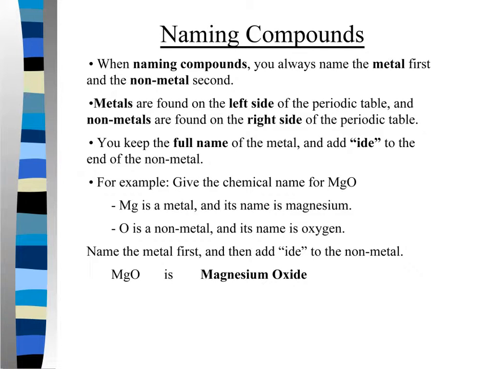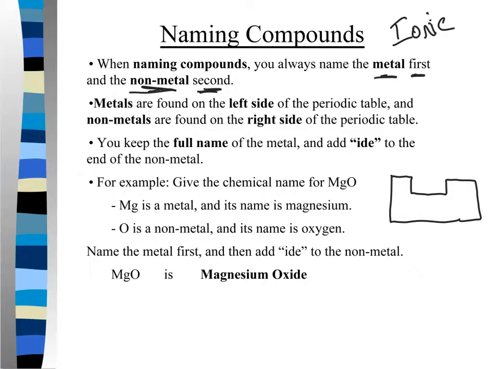Now, naming compounds. When naming compounds, you always name the metal first and the non-metal second. This is when we are talking specifically about ionic compounds. Ionic compounds have a metal and a non-metal in them. Metals are listed first, non-metals are listed second. And if you remember on your periodic table, there's that thicker dark staircase that goes through; metals are on this side, and on this side here we have our non-metals.